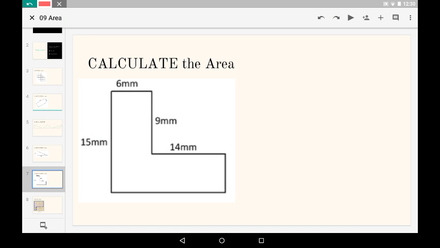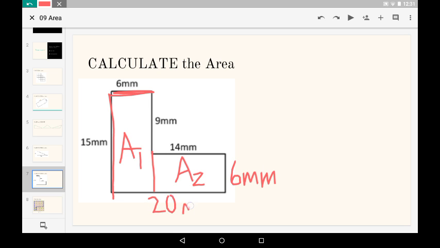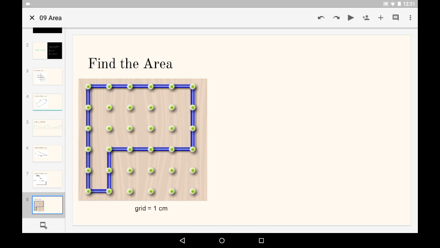Now I just want to point out, if you split it this way instead, so then you have two different areas, you could still figure it out. Area 1 would be width is 6 and length is 15. Area 2, because we already calculated these, the width is 6 and the length is 14. If you multiply those out, you'll get the same total area as you did the first time when we split it the other way.